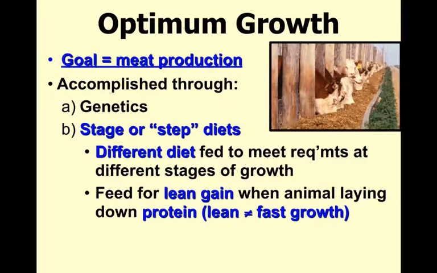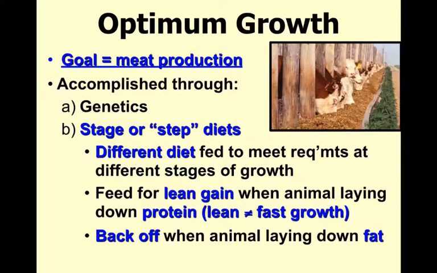Generally, we're going to be feeding for a lean gain while the animal's laying down protein. Lean is not the fastest growth rate out there, so we don't necessarily want to push them super fast, but we want to make sure we are pushing them efficiently. And so making sure they're putting down lean gain throughout that process. If the animal starts laying down fat, we may need to back down a little bit depending on where we're at. And so that's going to be something that's monitored and managed.